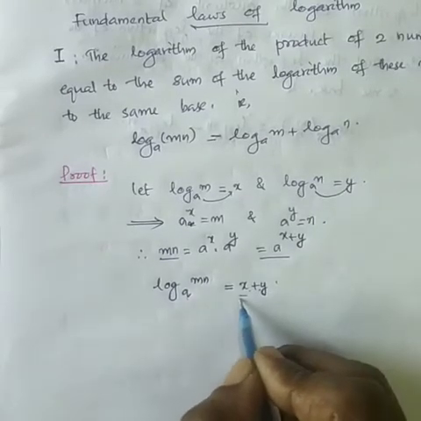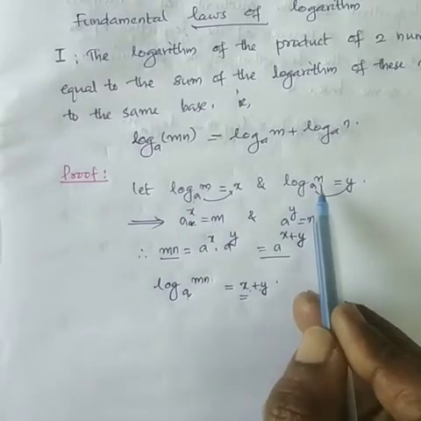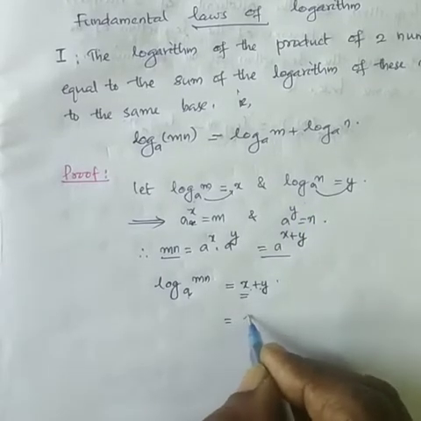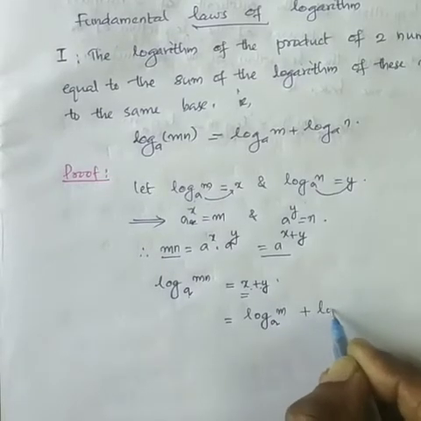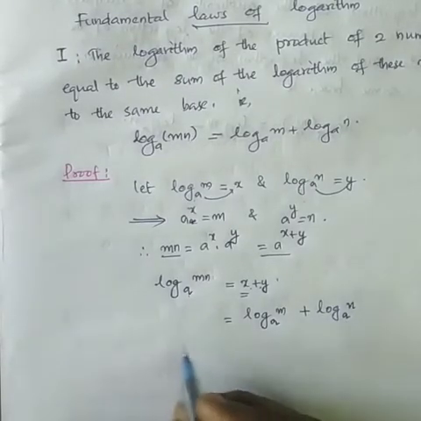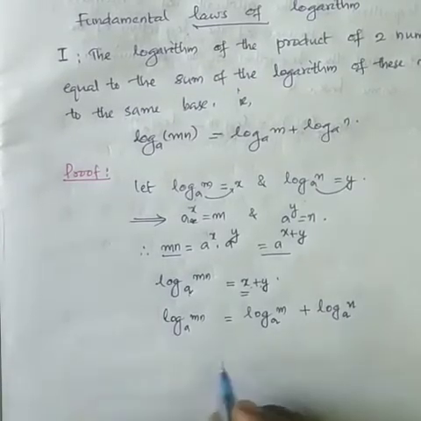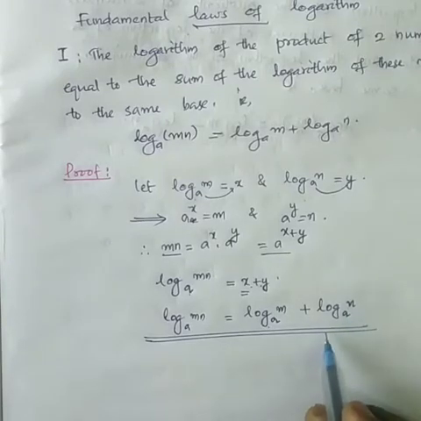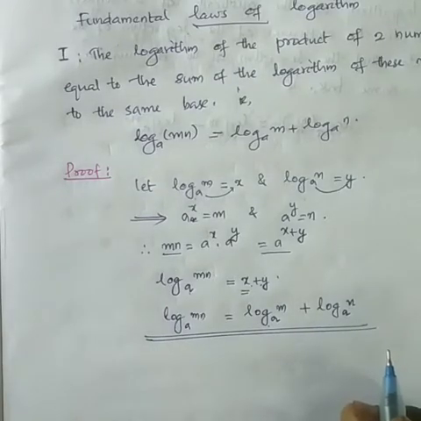What is x? x is log m to the base a and y is log n to the base a. That's equal to log m to the base a plus log n to the base a. That is, log mn to the base a is equal to log m to the base a plus log n to the base a, or simply log mn equal to log m plus log n.